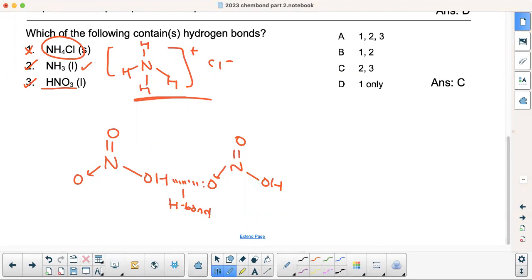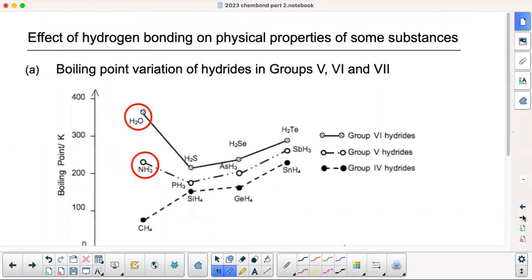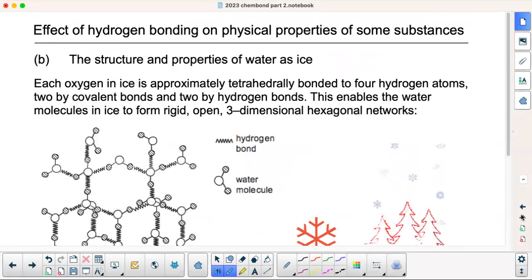Okay, let's look at water and ice. We're going to talk about water and ice. What happens when water becomes ice? And we're going to learn why ice floats on water. So let's take a look at this. This one I was going to skip, nothing much, but let's just read through. Let's see the structure of ice.